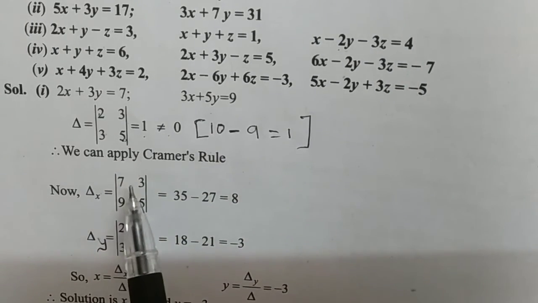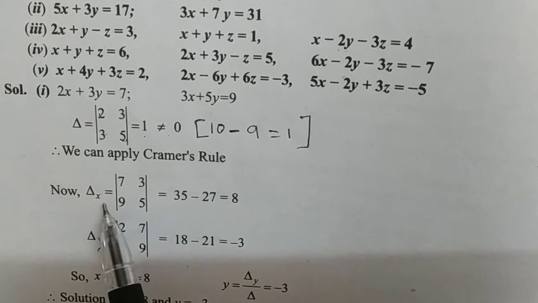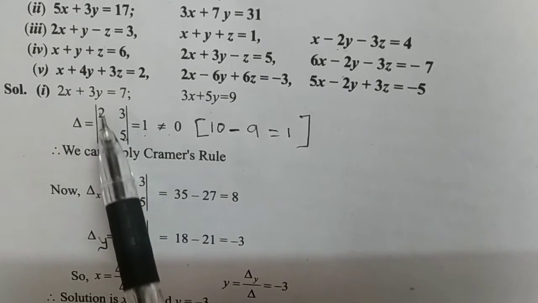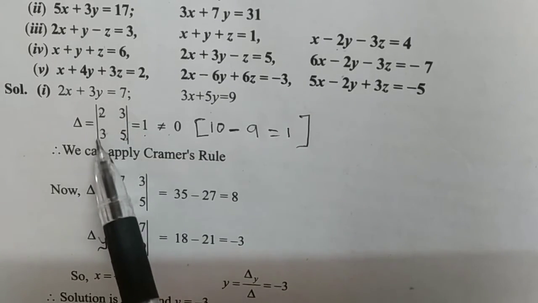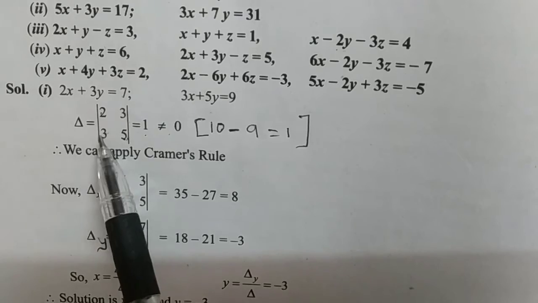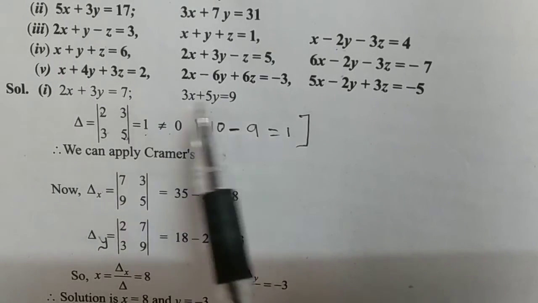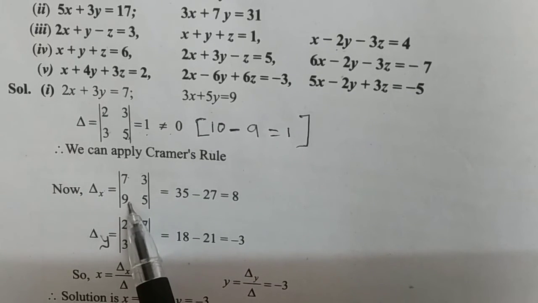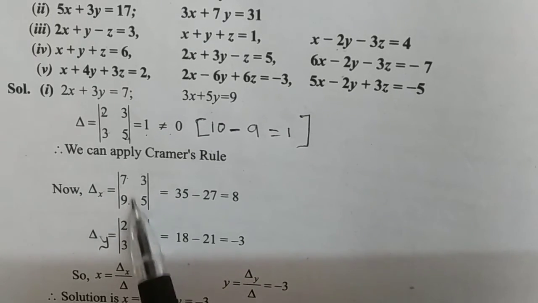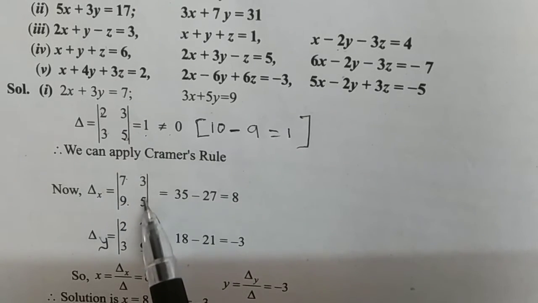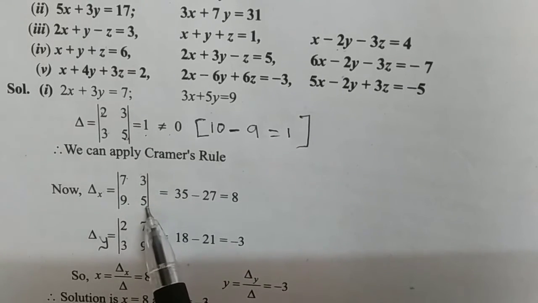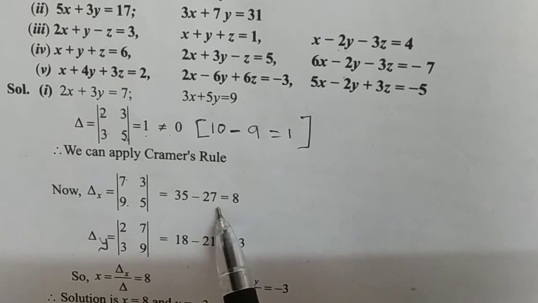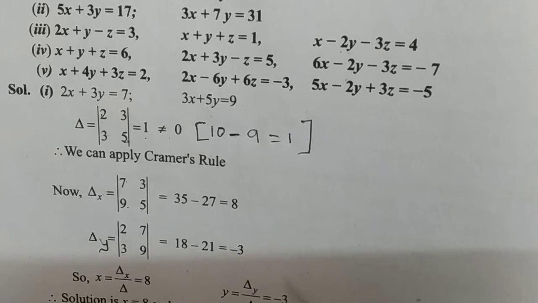So delta x. How to find delta x? In delta x, the first column, 2 and 3, is replaced. What are the constant values here? 7 and 9. So replace with 7 and 9. The second column stays as it is, 3 and 5. 7 fives are 35 minus 9 threes are 27. 35 minus 27, we get the value 8.